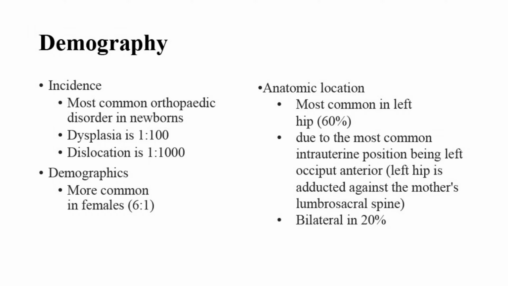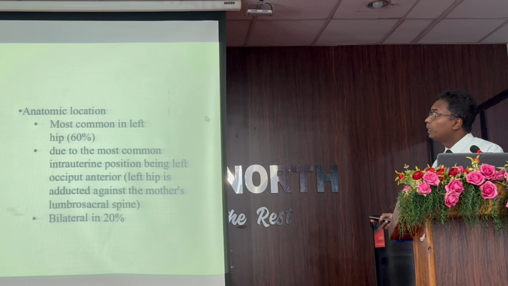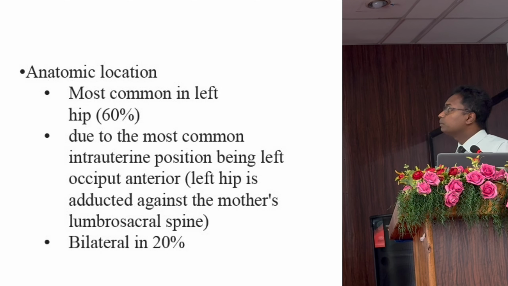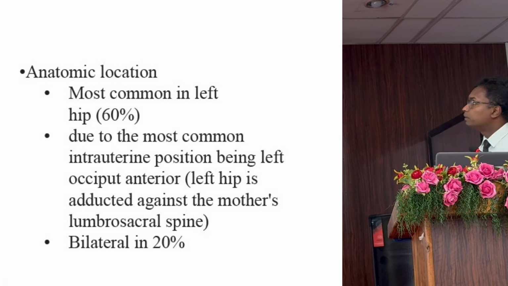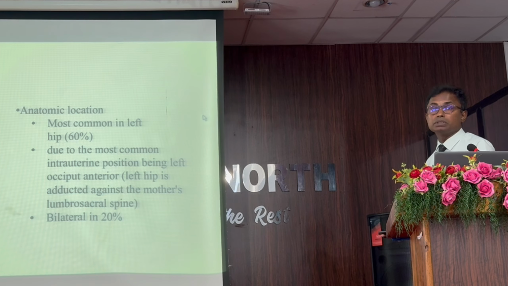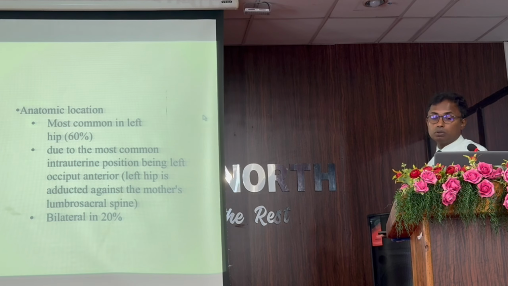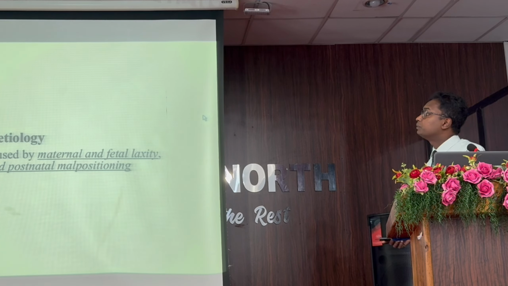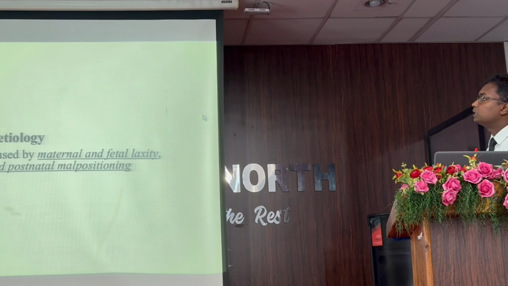It's more common in females. Why? They have estrogen, so it makes them so lax, so they have more incidents. In addition to that, because of the anatomic location, the left hip is more prone to develop DDH because of the positioning during fetal life, and it is bilateral in 20%. So it's very common. We have to know about it to prevent future sequelae and permanent disability.